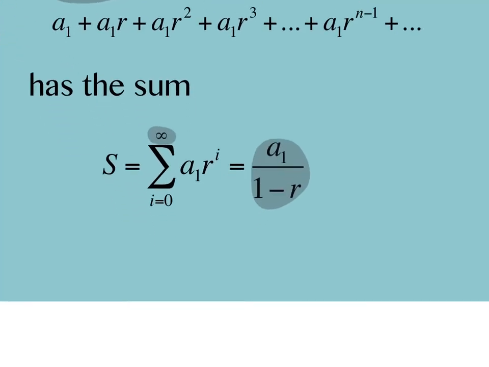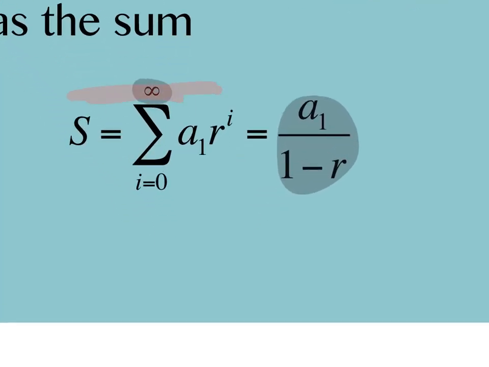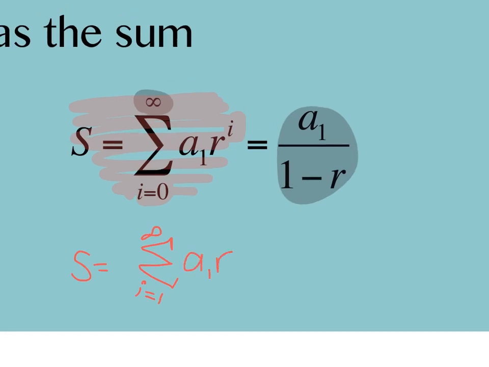Now your question will either be given to you in this format here, where i is 0 on the bottom and it's raised to the power of i, or it will be given to you the way the last ones were, where it's still infinity at the top, but i equals 1 and a sub 1 is times r to the i minus 1. So you don't really have to worry about changing it. Just realize that either of those would result in the same sum. It's just the format in which you're given the question.